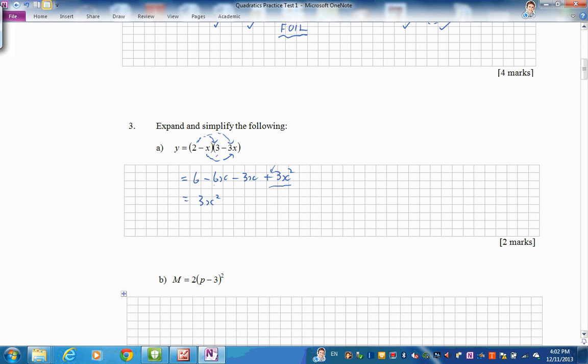Then we've got neg 6x, take 3x. Let's just check that on a number line. Neg 6x down there. And then we go another 3x. So we're down at neg 9x. Okay, neg 9x. And then we put the 6 on.